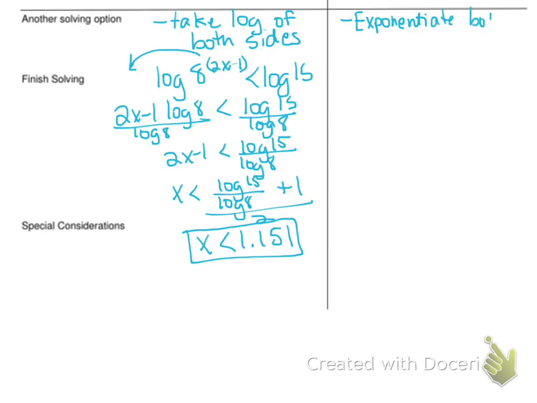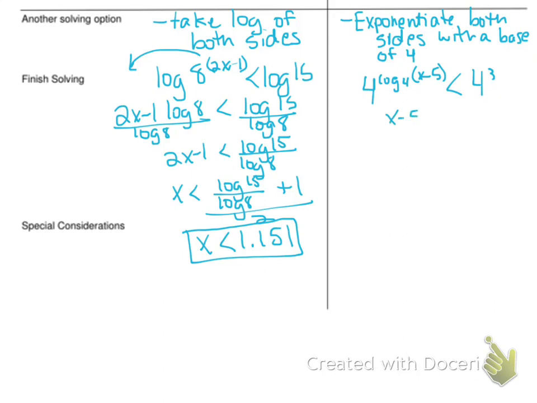I can do the same idea with the other problem. In this case, I would exponentiate both sides, so that I end up keeping a base of 4 for both sides. So 4 to the log base 4 of x minus 5 is less than or equal to 4 to the third. And then because the bases are the same, that can cancel, so I end up with x minus 5 is less than 64. Then I add the 5, x is less than 69.